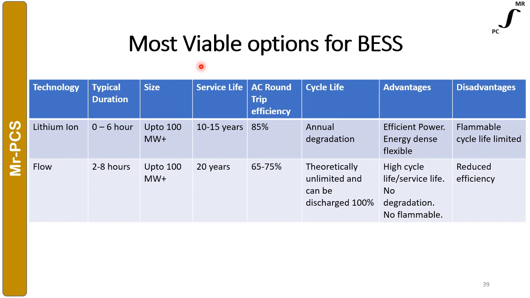Two battery technologies which are extremely viable for energy storage applications are listed in this slide. Lithium-ion battery, which can discharge in 6 hours, has an average life of 10 to 15 years and round-trip efficiency up to 85%, which degrades annually, and provides higher power density, but there are safety concerns. The other technology is a flow battery, which has a discharge time up to 8 hours, but efficiency limited to 75%, unlimited life, and thankfully, it does not impose safety concerns.